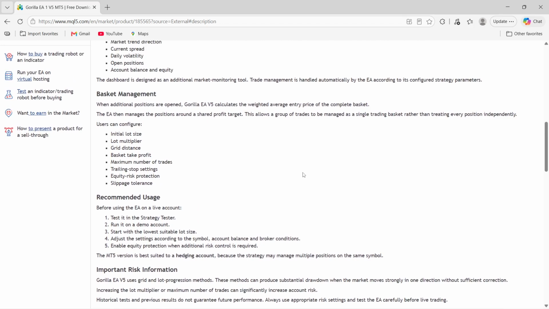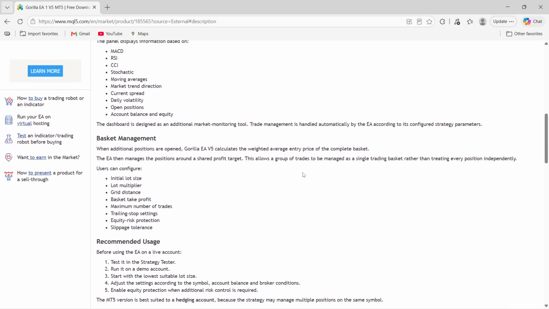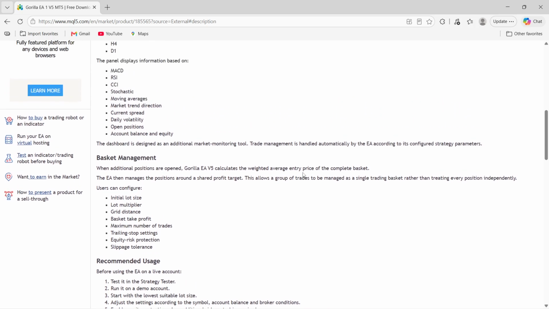Overall, Gorilla EA1 V5 showed strong risk control and positive results in my test. At its price point, which is actually free, it is worth testing on demo with your broker. Promising performance, but always trade responsibly.